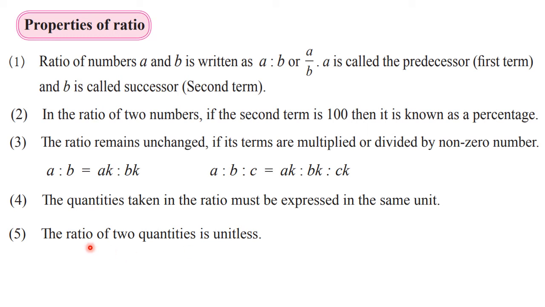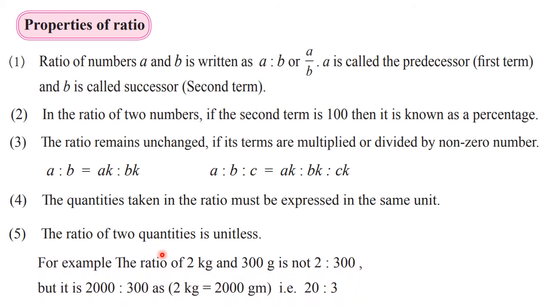And the last property here is the ratio of two quantities is unitless. Now these points you will understand better when I take this example. So try to understand this example here. See, the ratio of 2 kg and 300 grams. See, here the unit is kilograms and here the unit is grams. So we cannot write the ratio as 2 is to 300. Why? Because the units are different. We cannot compare them if the units are different. So we must have the same units.